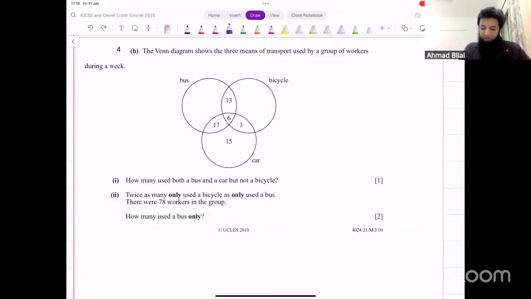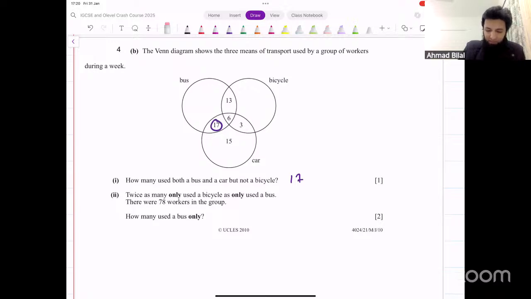How many used both bus and a car but not a bicycle? This diagram shows 3 means of transport used by a group of workers. So we have bus and car but not bicycle. Both bus and car, that's this region, the intersection of these two. But they should not be using a bicycle. That means we should be outside the bicycle circle. So we can't consider the 6. The only possibility is this number 17 here. Intersection of bus and car, but not bicycle. So we just consider this number 17.